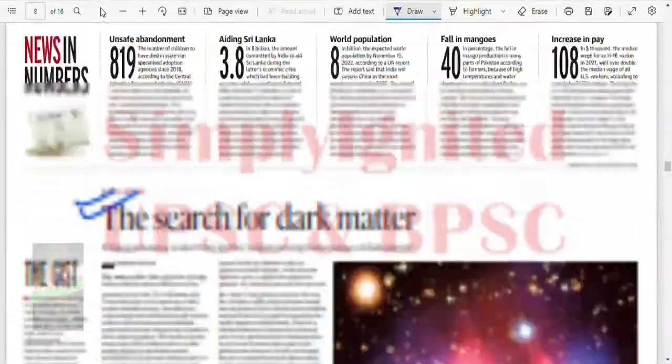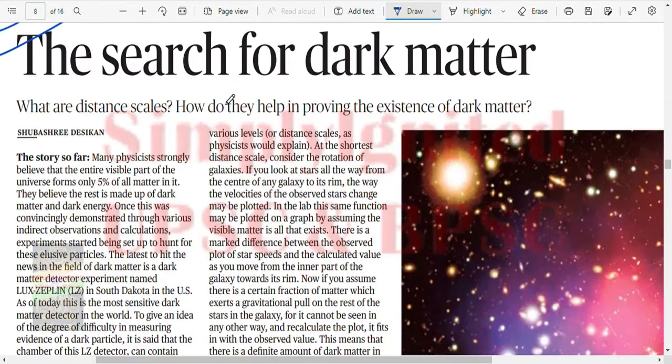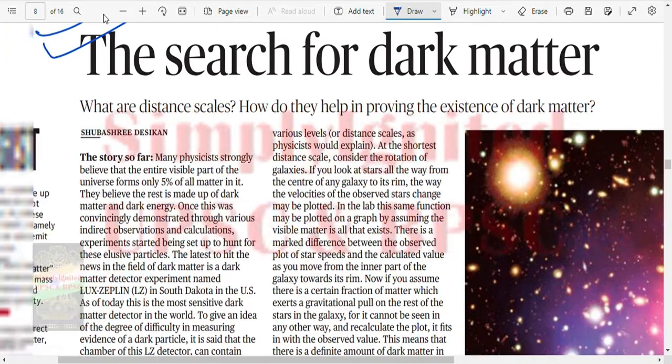Let's go for dark matter. In search of dark matter. What are distance scales? How do they help in proving the existence of dark matter?